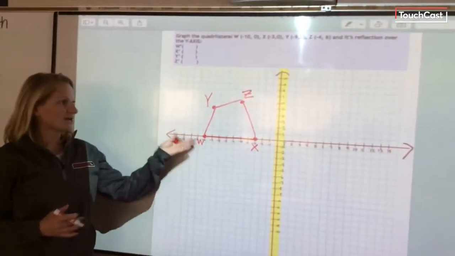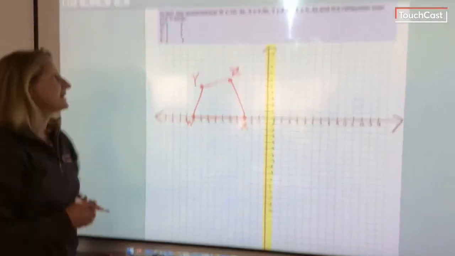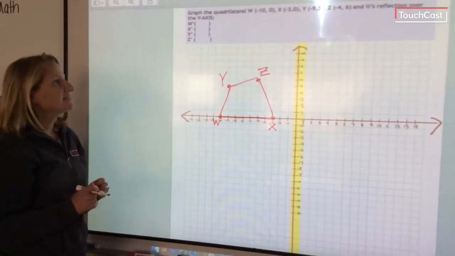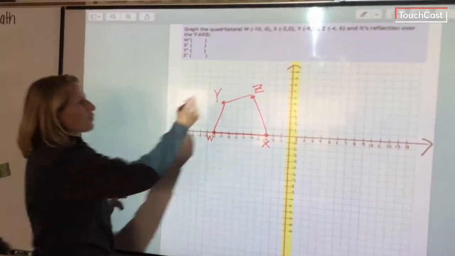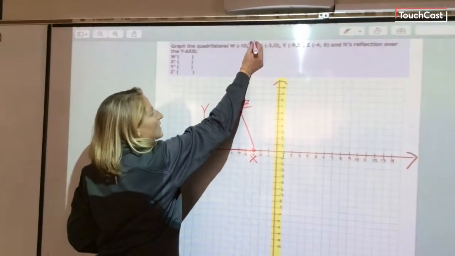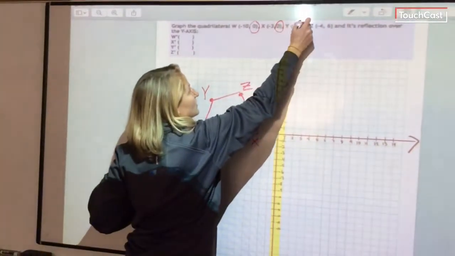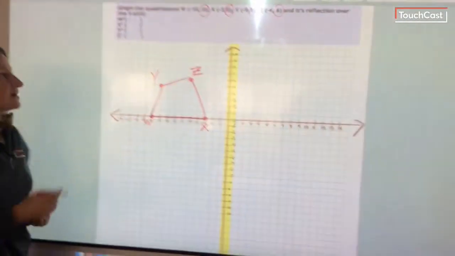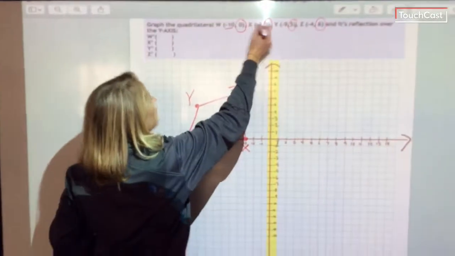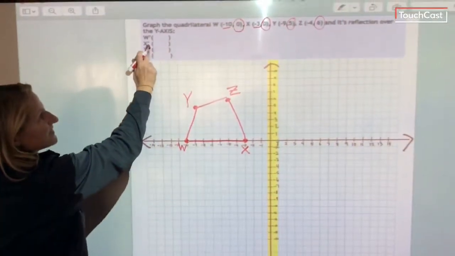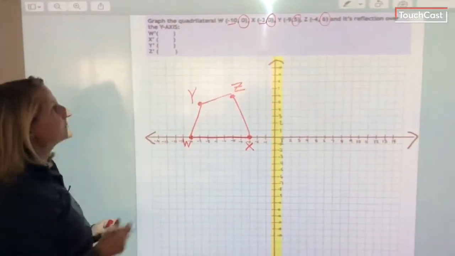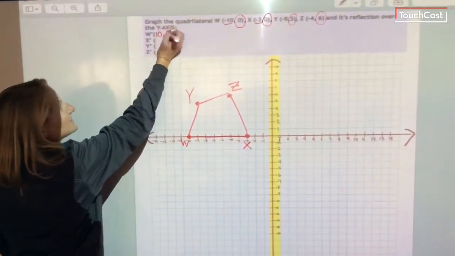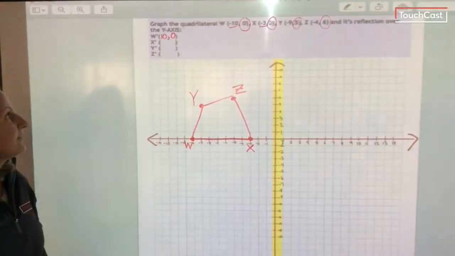Now, before we try to just randomly graph what we think it might look like, we must figure out what our new coordinates are going to be. And this time, it's the opposite. So our y values are going to stay the same because we're reflecting over the y-axis. And our x values are the ones that are going to be the opposite. So for point W, the opposite of negative 10 is positive 10. So W prime would be at 10, 0 because our y value stays the same.